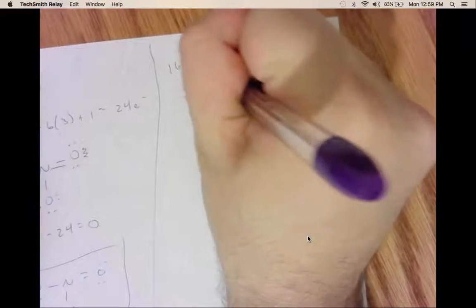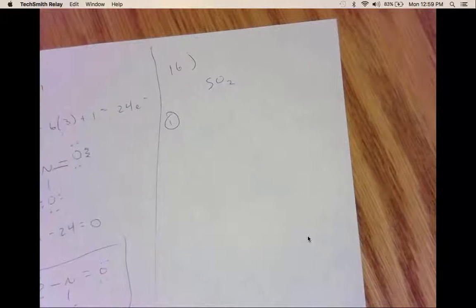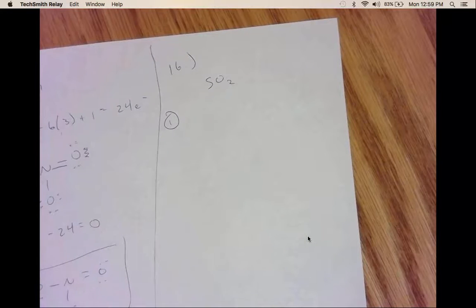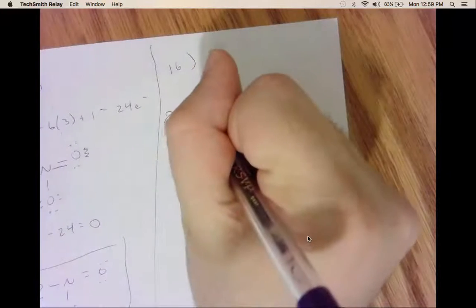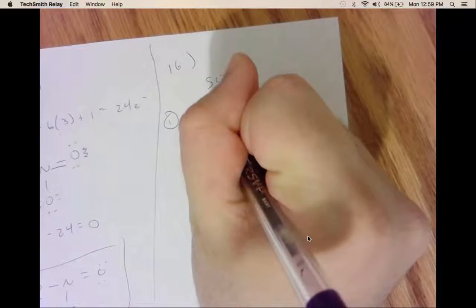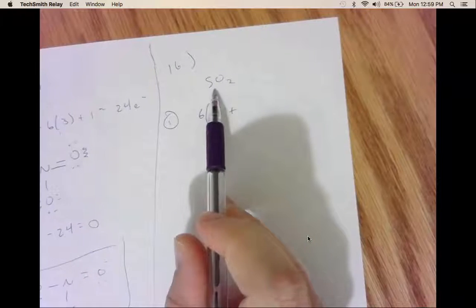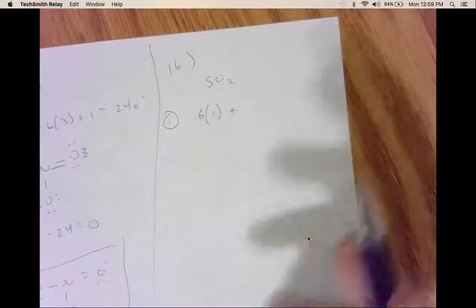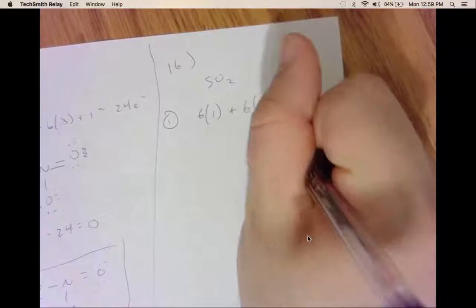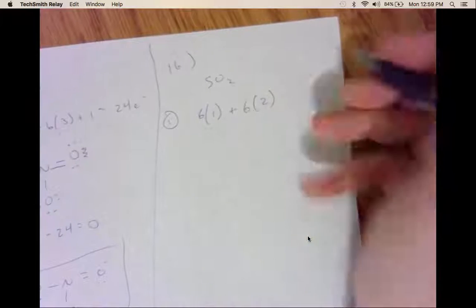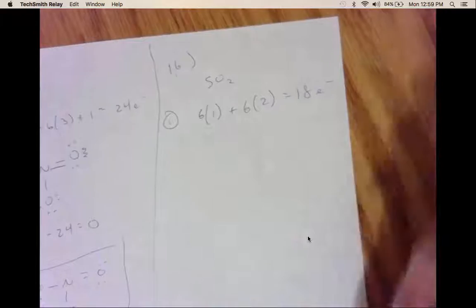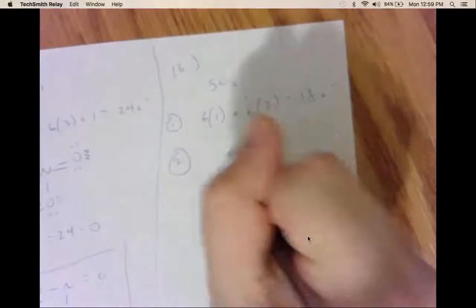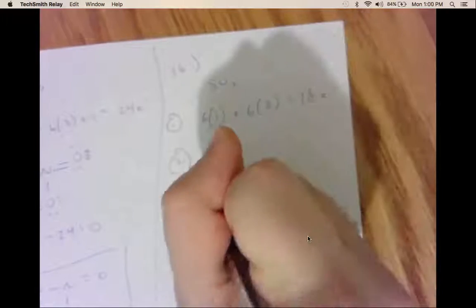So then next, we can do the same thing for question 16. Question 16 has us take a look at SO2. So we do the same thing. We calculate the valence electrons based on their place in the periodic table. They're both in column 16, so they have 6 valence electrons. So we do 6 times 1, because there's 1 sulfur, the subscript's 1. Same thing for oxygen, 6 times 2, because you have 2 oxygens, so it's a total of 18 electrons. So now step 2 is to draw our skeleton.